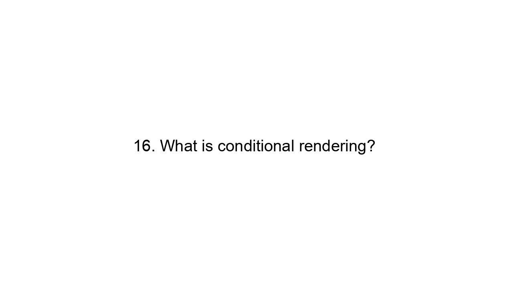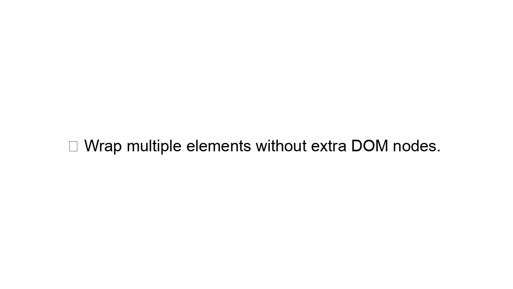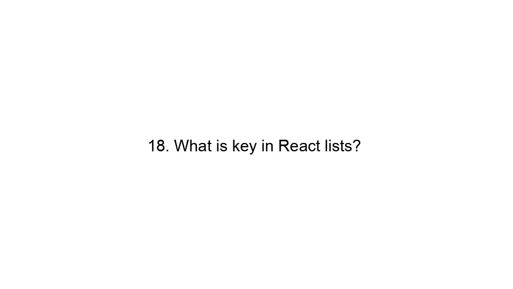16. What is conditional rendering? Rendering UI based on conditions, for example isLoggedIn ? dashboard : login. 17. What is a fragment? Wrap multiple elements without extra DOM nodes. 18. What is key in React lists? Unique identifier for list items. 19. Why are keys important? Helps React optimize re-rendering.